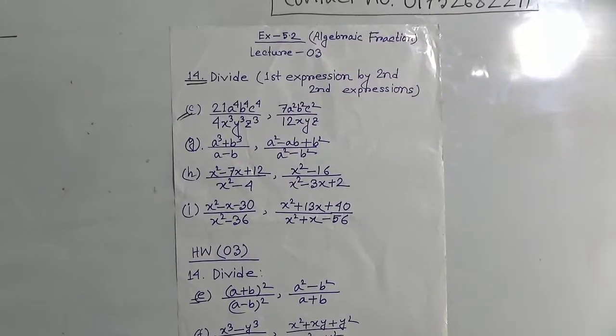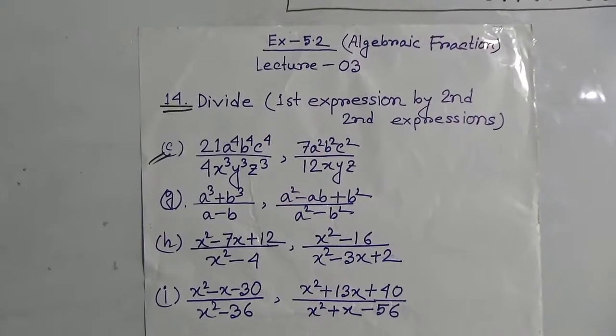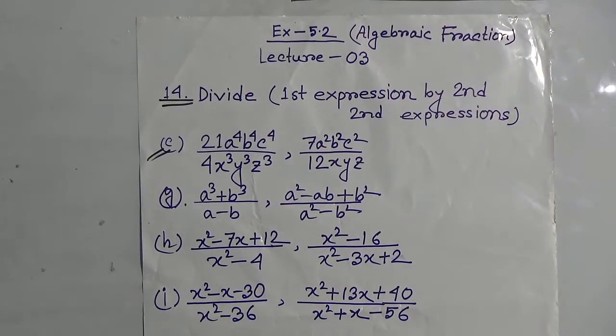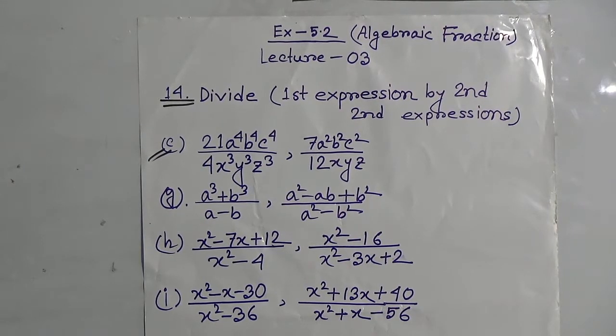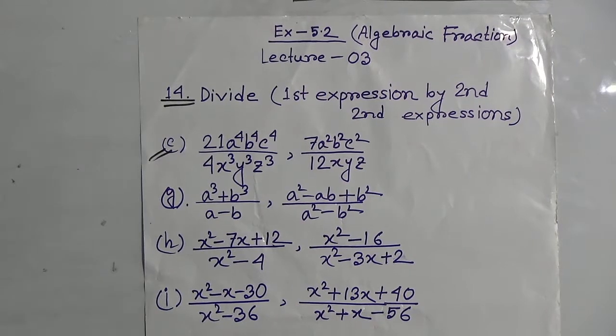Next we shall solve question number G. Question number G, the first fraction is a cube plus b cube divided by a minus b. Division sign, and a square minus ab plus b square divided by a square minus b square.